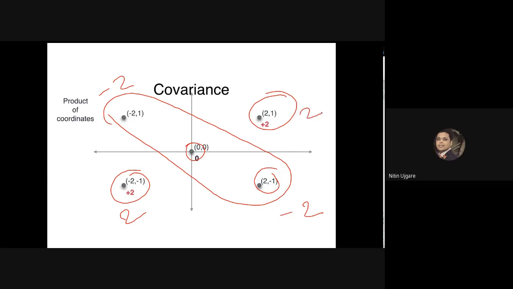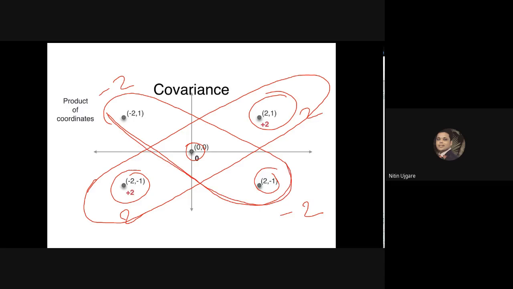So if you see properly, the data points which are in this direction have the positive covariance, whereas the data in this direction have the negative covariance.